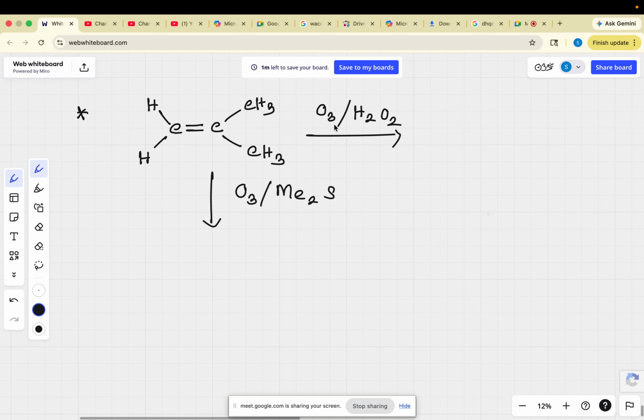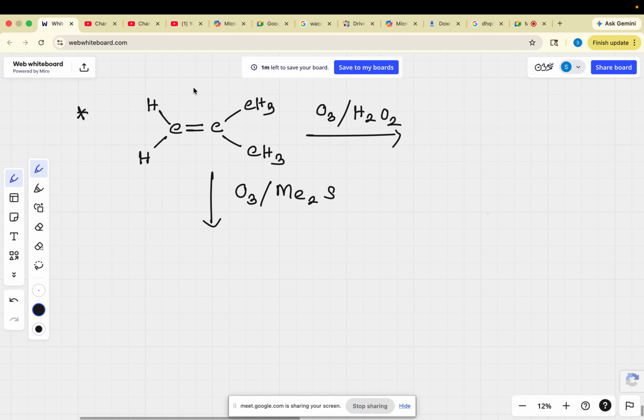Kaveri, tell me what is the product for this O3/H2O2? First one, we are getting aldehyde, acetaldehyde. Sir? Acetaldehyde. How are you getting acetaldehyde?